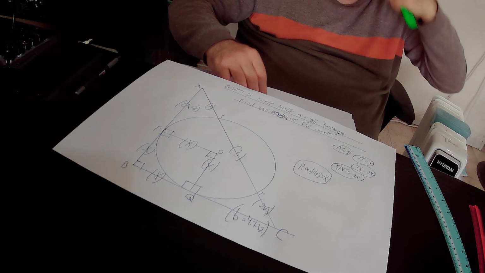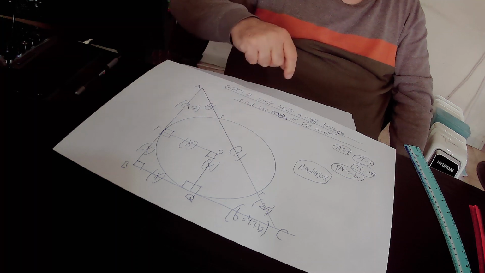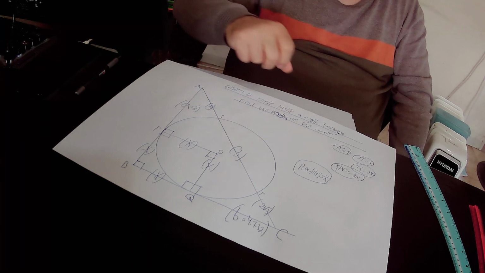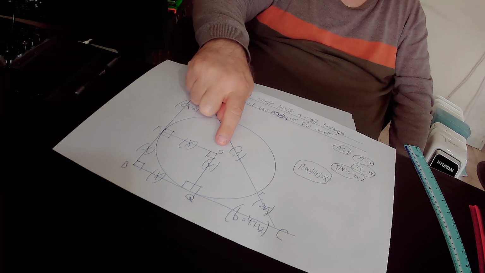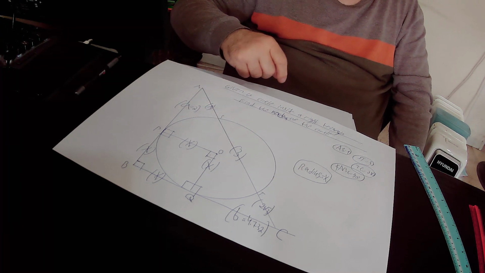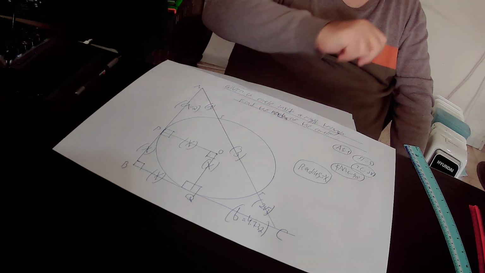So first of all, we define the center of this circle, this point is O, and we define the radius of this circle, that is the radius that we are looking for, as X.